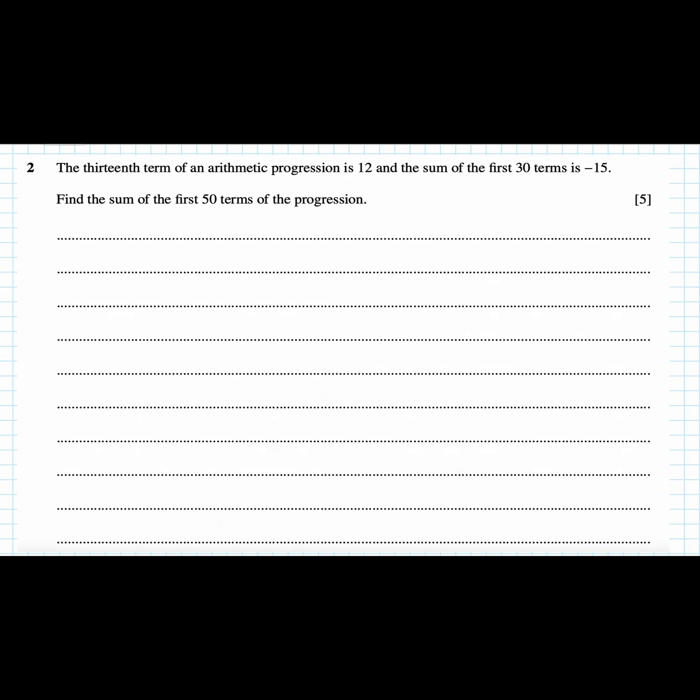In our second question, we are given details for an arithmetic progression. Keep note and have your formulas in front of you if you're not entirely sure when you're practicing these questions. So your nth term is a plus (n minus 1) times d. And so in this case, we have a plus 12d is equal to 12. And the sum is n over 2, then 2a plus (n minus 1)d. So the 29 comes from 30 minus 1. And we're given the answer for both.